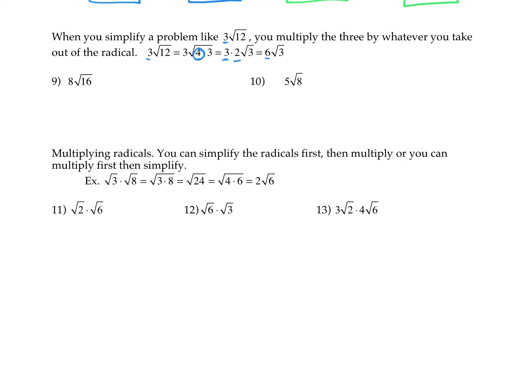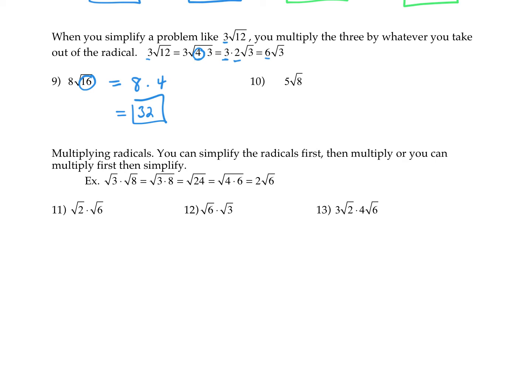So number 9, we have kind of an easy one here. It's 8 times the square root of 16. Well, 16 itself is a perfect square. So the square root of 16 is 4. So our final answer is going to be 8 times 4, or 32.